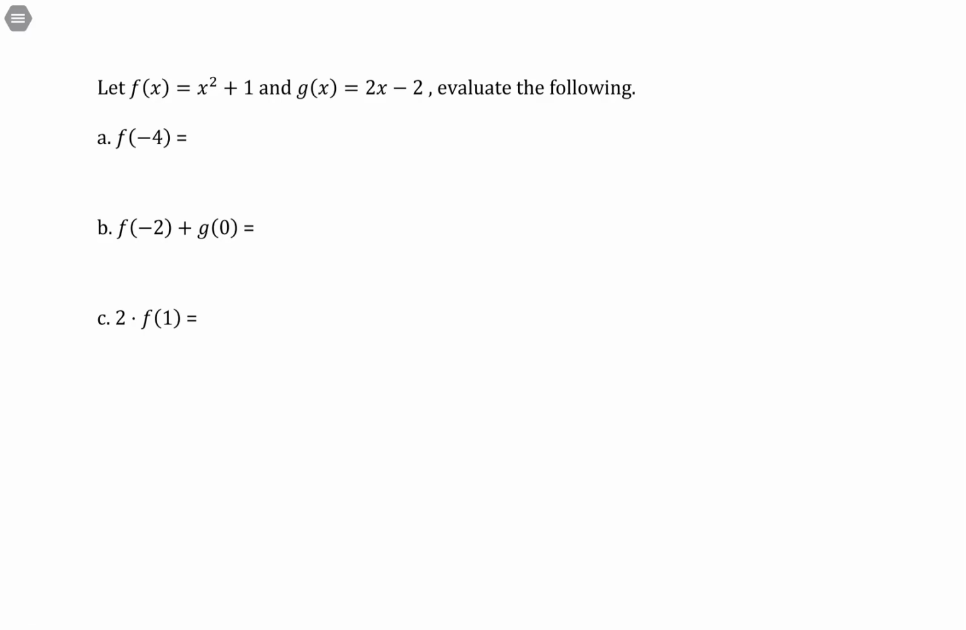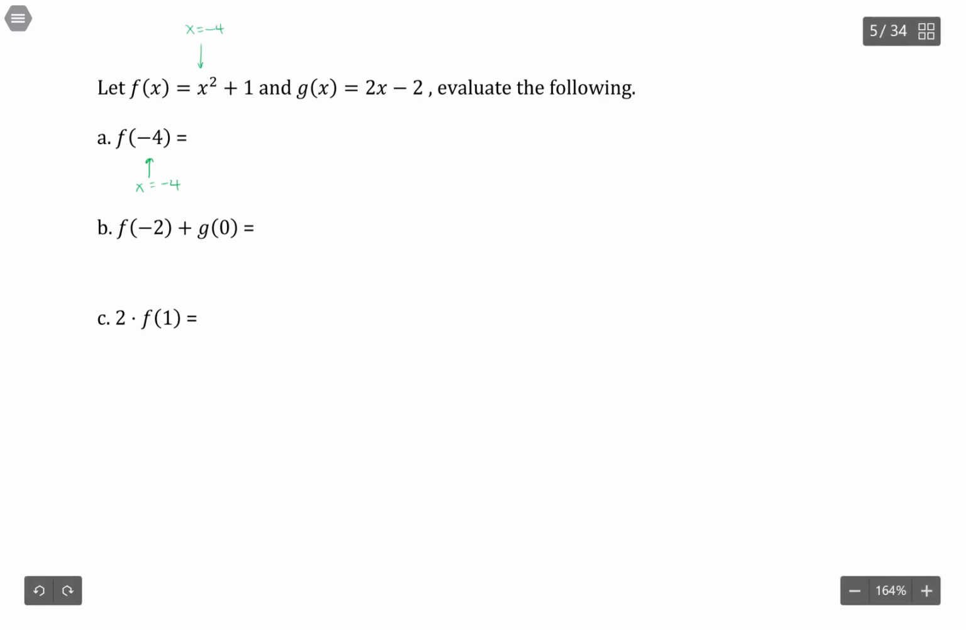Let f of x equal x squared plus 1, g of x equal 2x minus 2, and evaluate the following. So f of negative 4. In order to evaluate f of negative 4, I take this input x value of negative 4, so if I let x equal negative 4, I'm going to replace the x value in the function f with that negative 4.